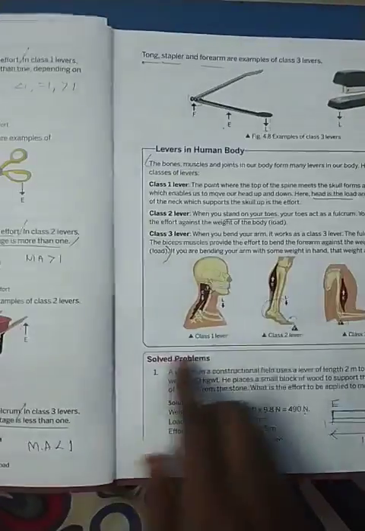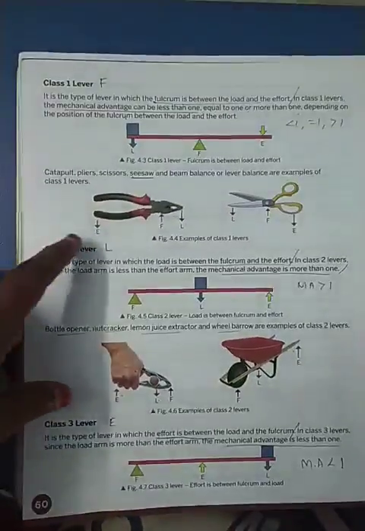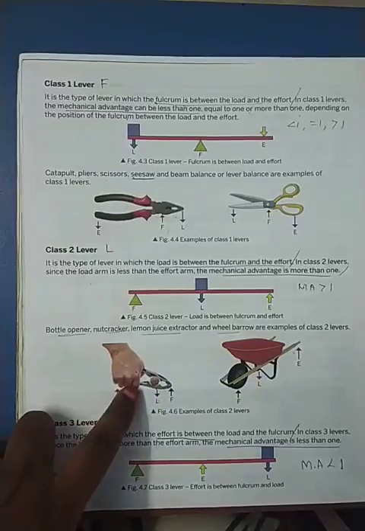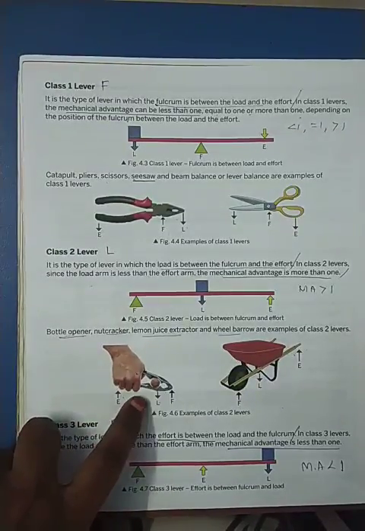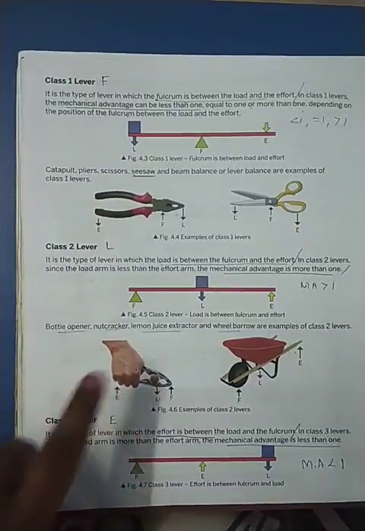And coming to the examples, you should know the examples. For class 1, it is scissors. For class 2, it is the nutcracker or the lemon juice extractor, anything.